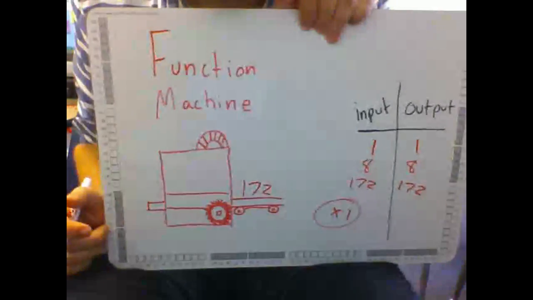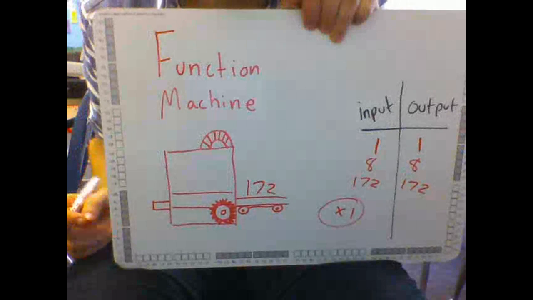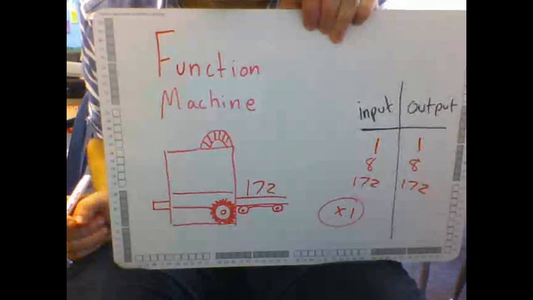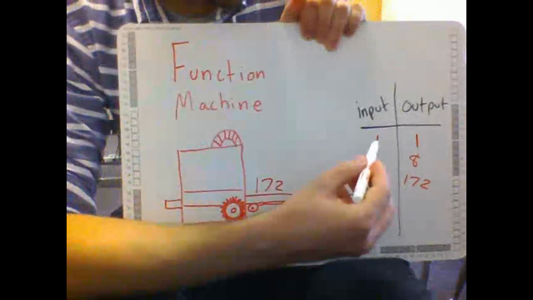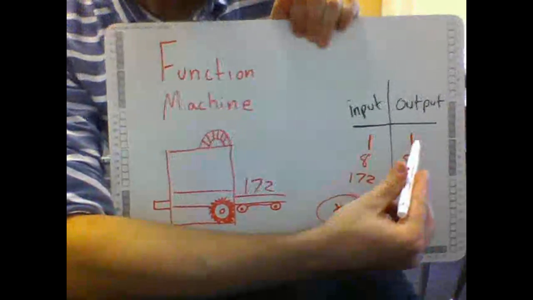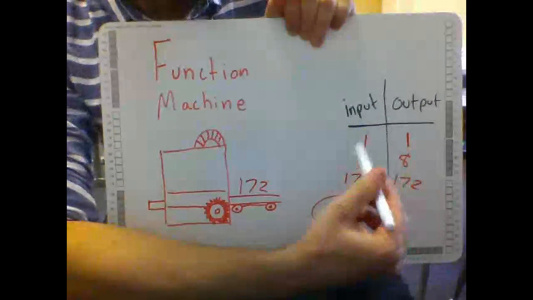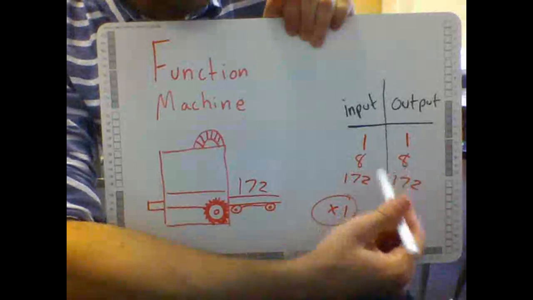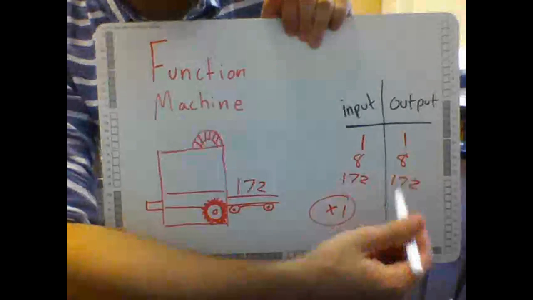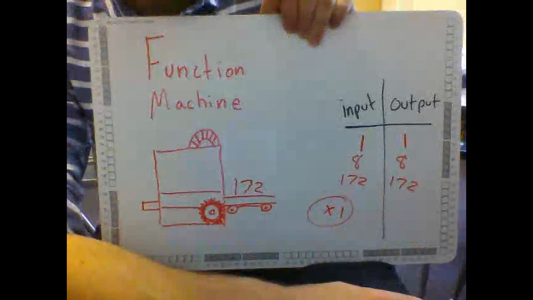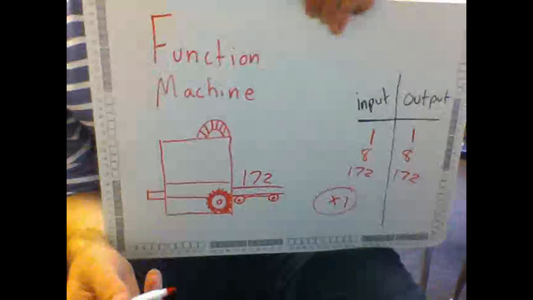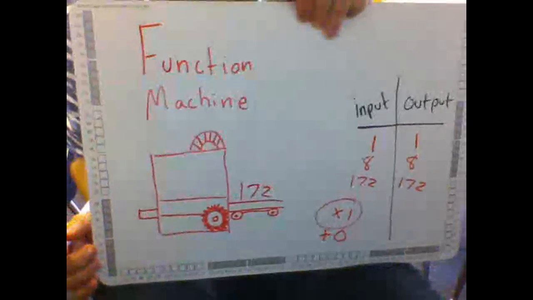There are actually two rules that could work for our function machine. Times 1 is one possibility. If our input is multiplied times 1, it will have an output of 1. As you can see, 8 times 1 will be 8. 172 times 1 is 172. But there's actually another option. Can you think of what it is? You got it. It's also plus 0.